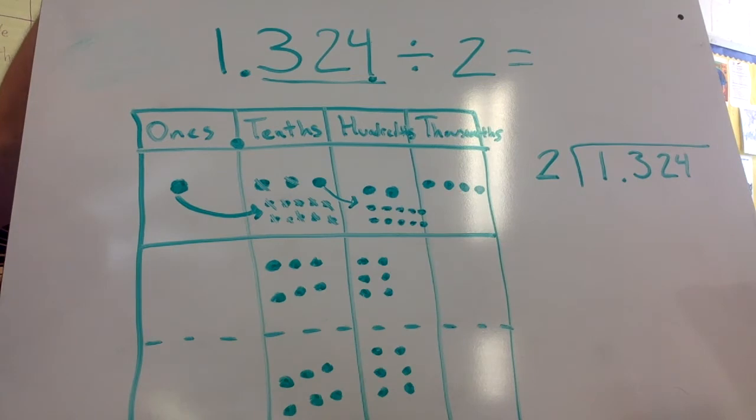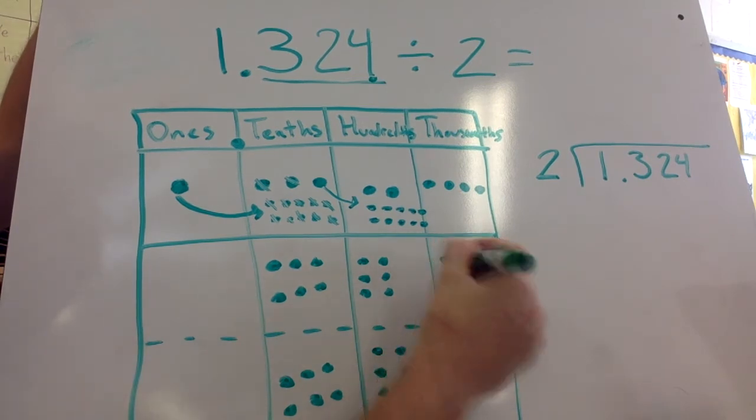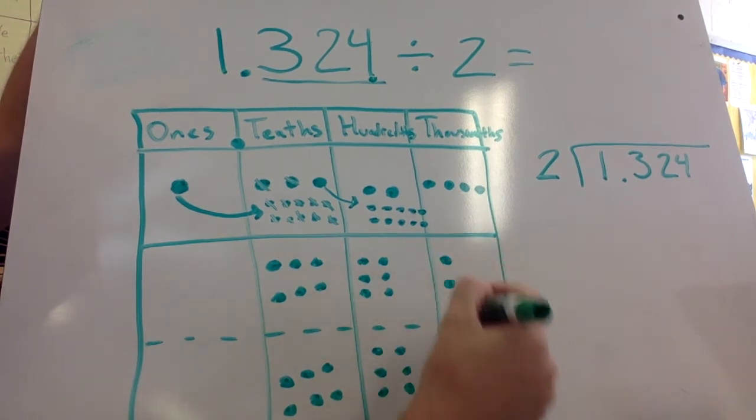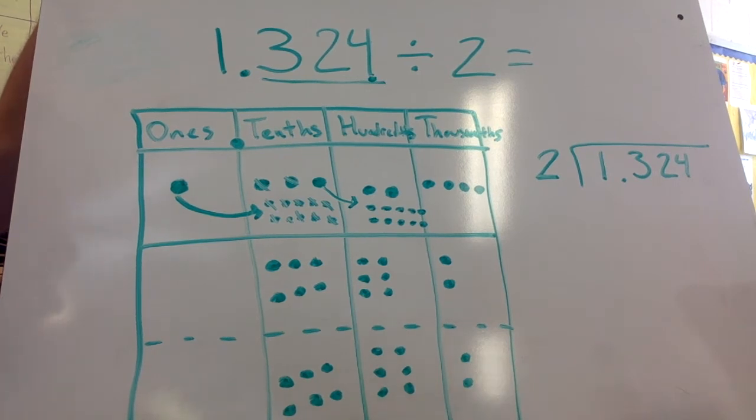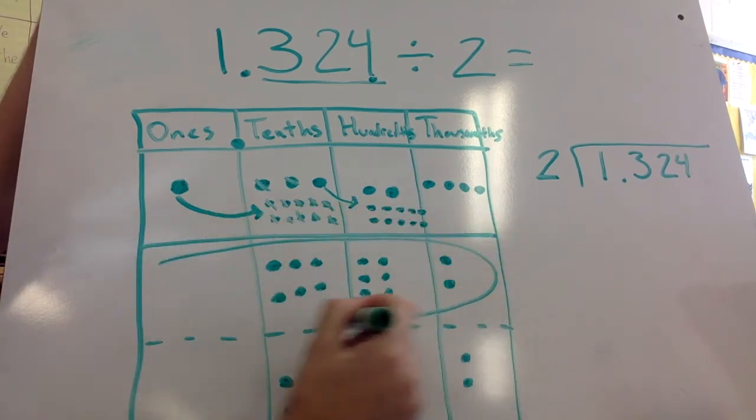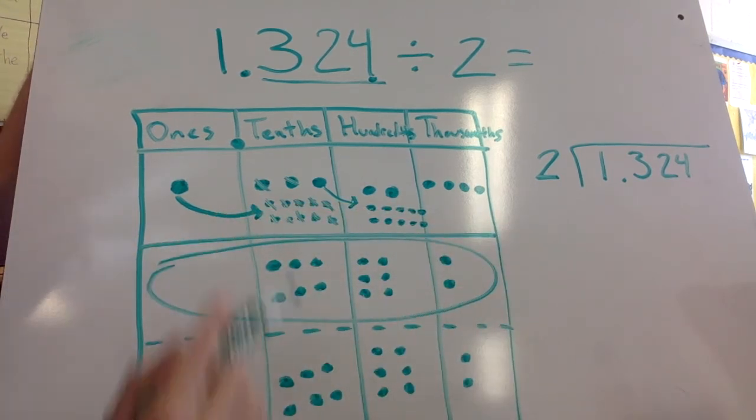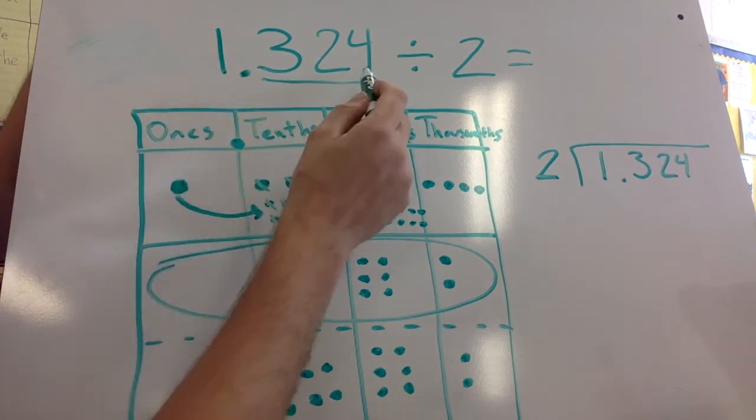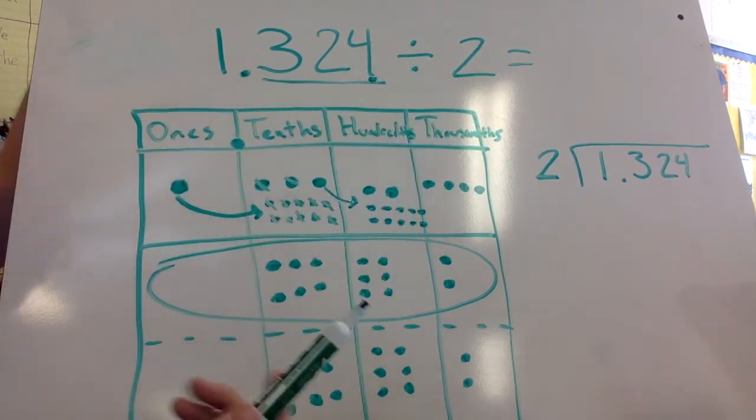And now we've got 4 in the thousandths, so we'll split those up. 1, 2, 3, 4. Hey, that worked pretty well too. It was nice and even. Now all I've got to do is count one of these, because when we divide, we're saying 1 and 324 thousandths divided into 2 groups.